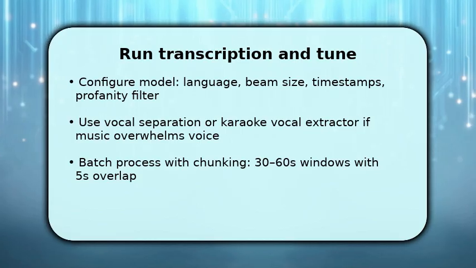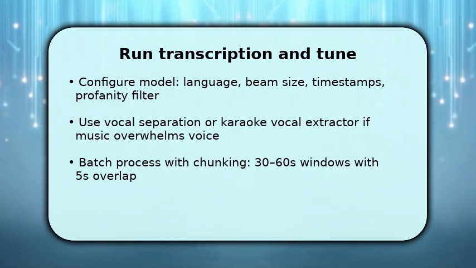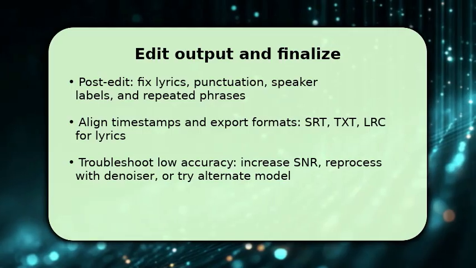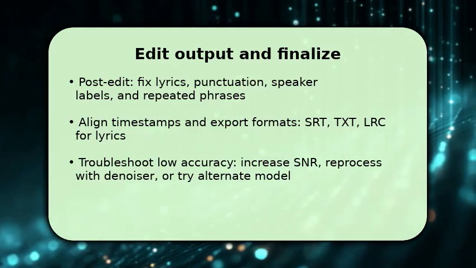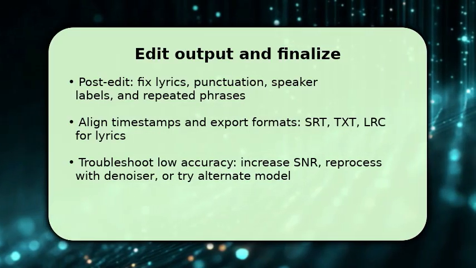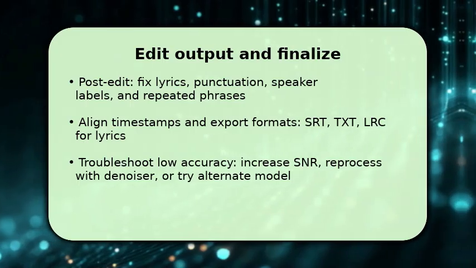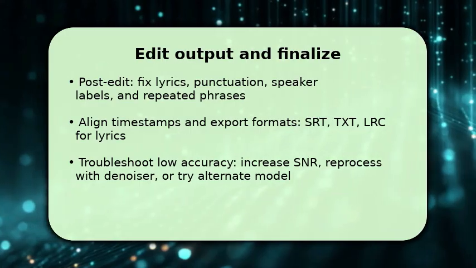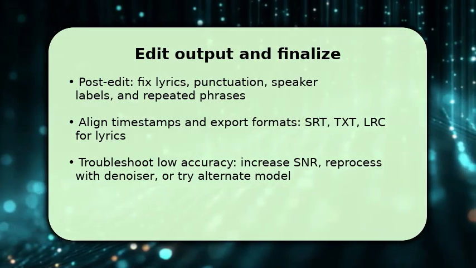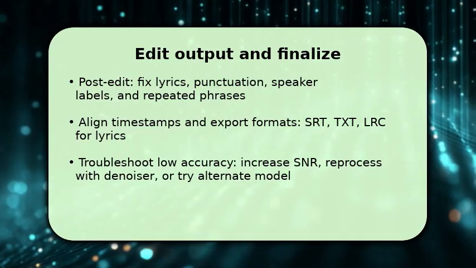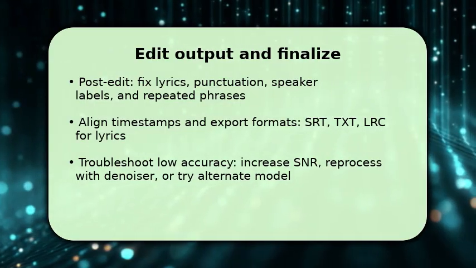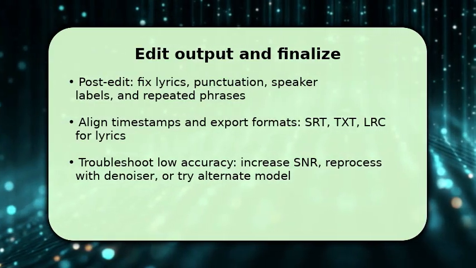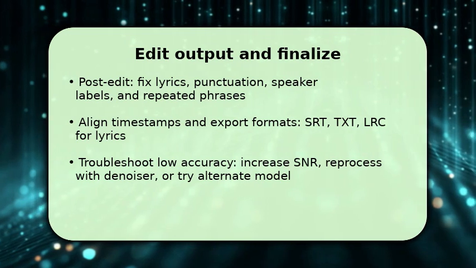You finish by carefully editing and exporting the text. First, proofread for misheard words and add punctuation. ASR often misses contractions and artistic pronunciation, so correct those to preserve meaning. Once edited, align timestamps and export to the format you need: SRT for subtitles, LRC for synced lyrics, or plain TXT for reference. If accuracy is low, try one key troubleshooting step.